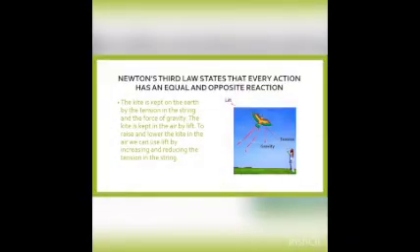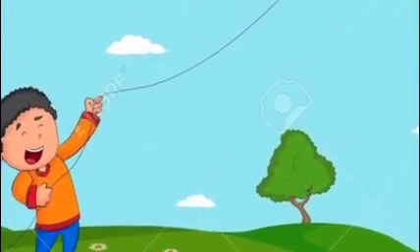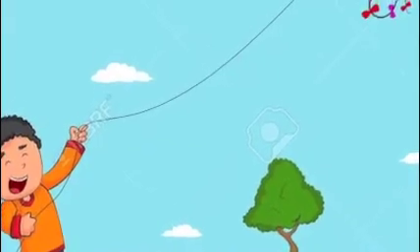Newton's third law states that every action has an equal and opposite reaction. The kite is kept in the air by the tension in the string and the force of gravity. The kite is kept in the air by lift. To raise and lower the kite in the air, we can use lift by increasing and reducing the tension in the string. This relates to Bernoulli's theorem.